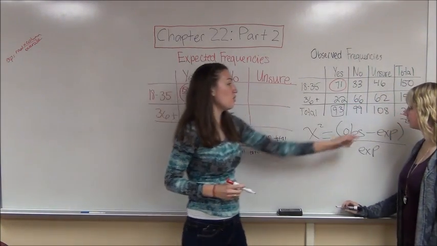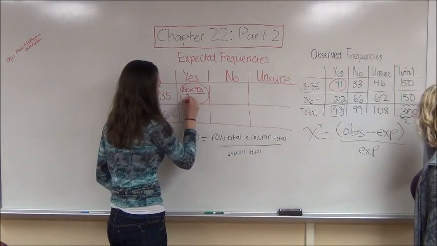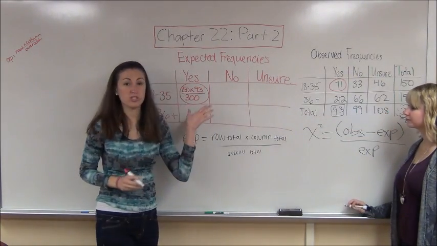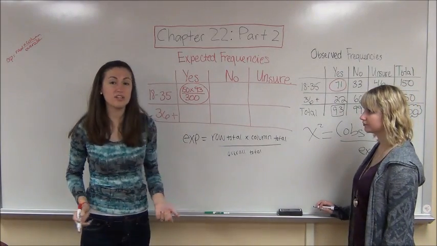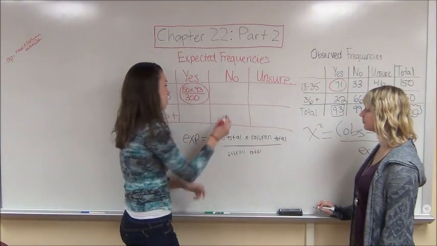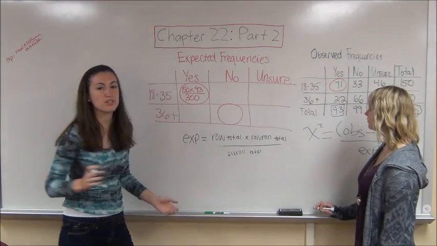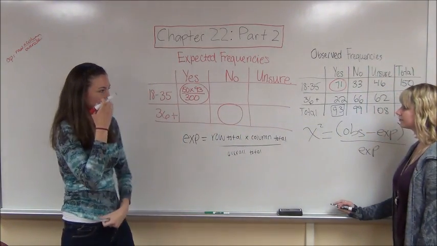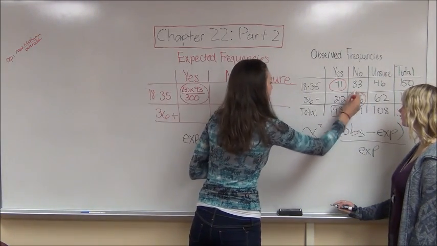Divided by the overall total is always the number right over here, so that's 300. And then I would solve this, and that would give me my expected frequency for this cell. Let's say I wanted to do another cell. What about the people who answered no, who are 36 years old and older? Looking over here, that is this cell.